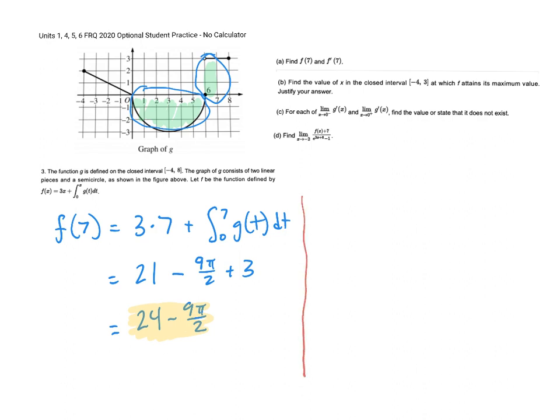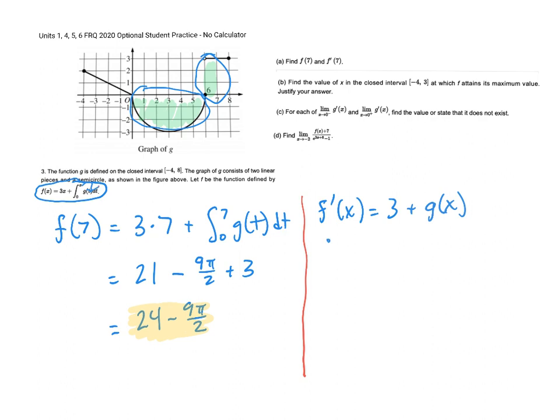Let's talk about f prime of 7. Well, we know f of x is this function right here. So we can write out the expression for the derivative. F prime of x is, well, the derivative of 3x is 3. And then using the first part of the fundamental theorem of calculus, I know that I can take the derivative of that integral from 0 to x. That's just going to be g of x, right? We just take that x and stick it in where t is.